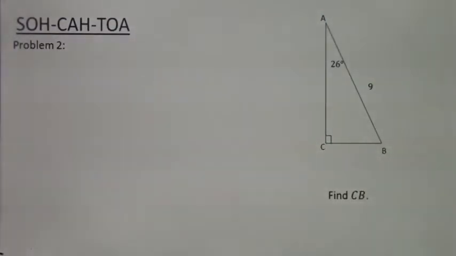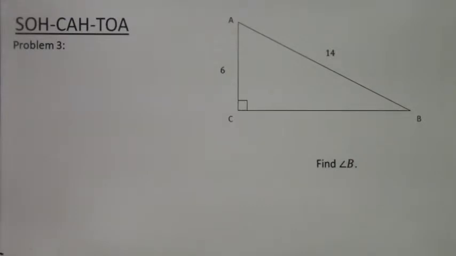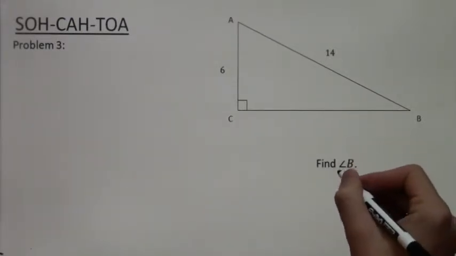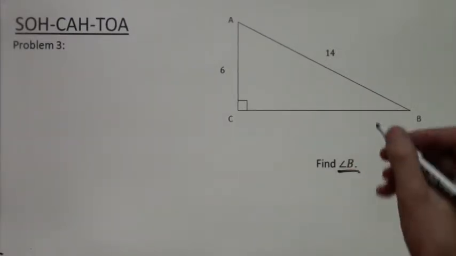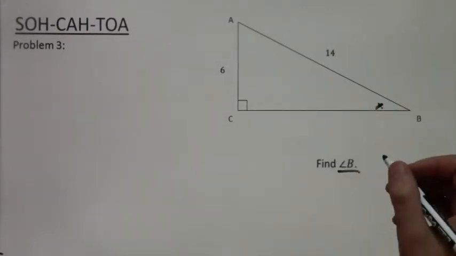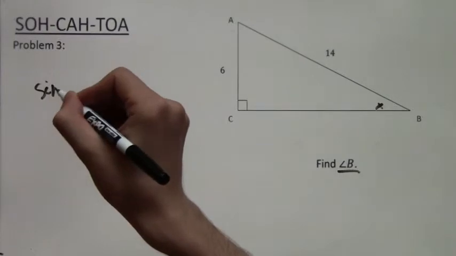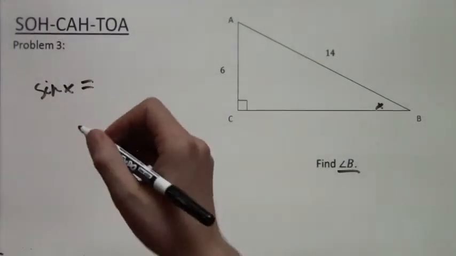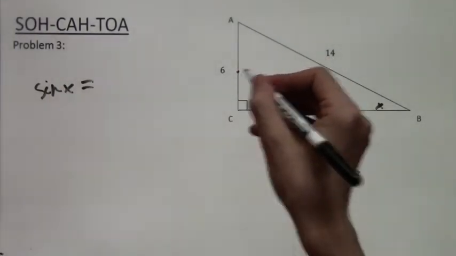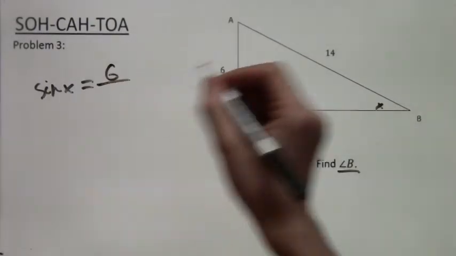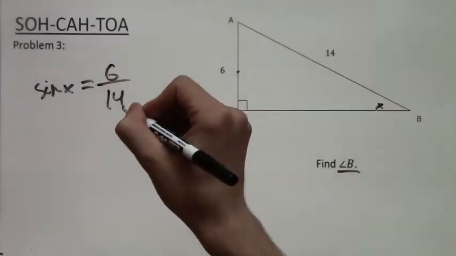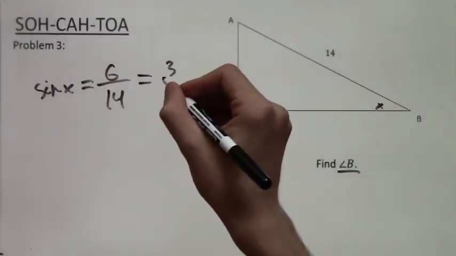Alright, now let's move on to the final example. This time we're looking for an angle, angle B. I'm going to label it as x again. If we take the sine of this angle, sine of x, then we get the opposite, which is 6, over the hypotenuse, which is 14. And this simplifies to 3 over 7.